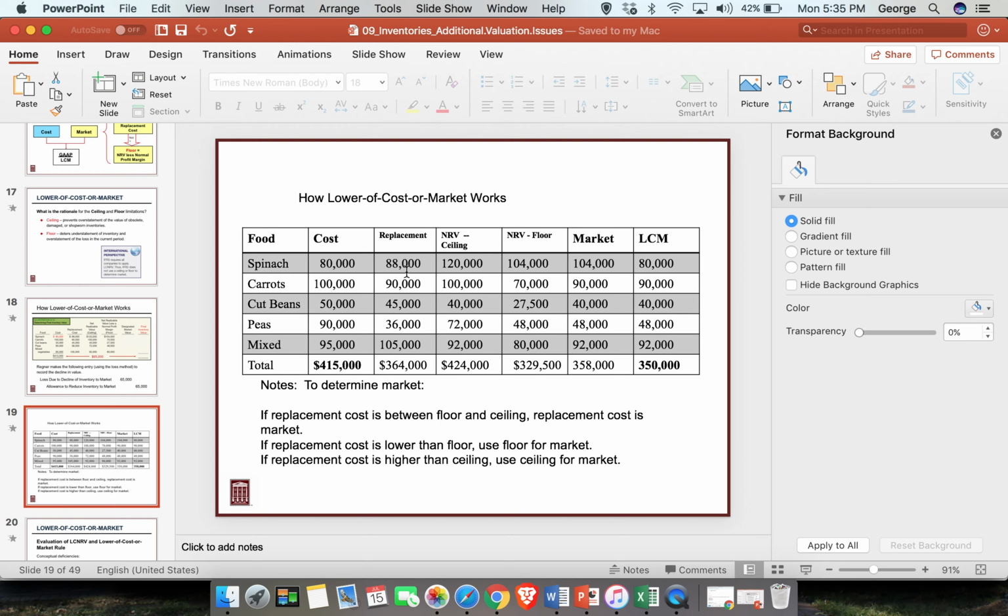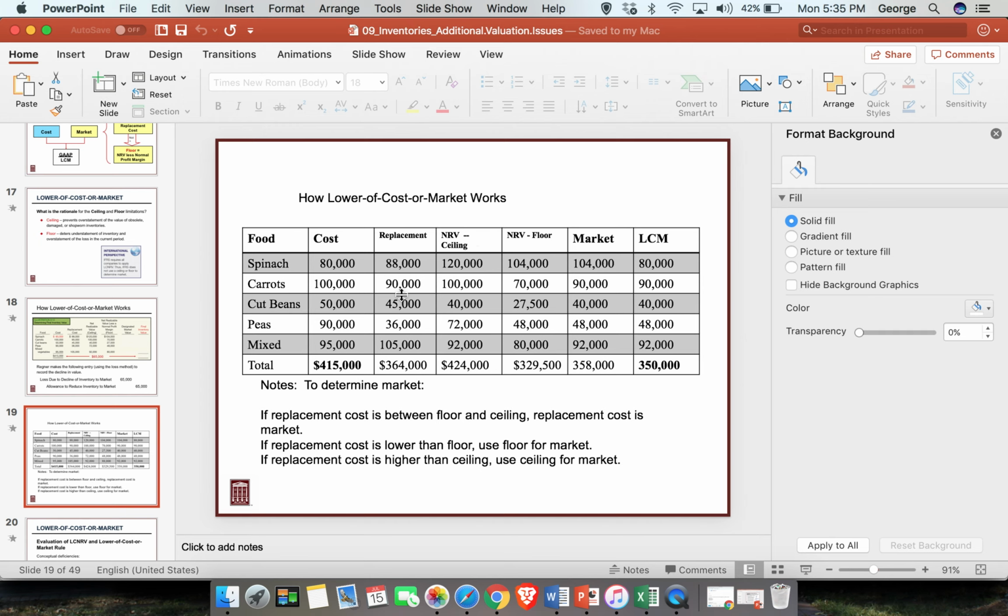So for this one, replacement's 88. So it does not fall within the range, right? The range is 104 to 120. It's 88. It's below the floor. So I'm going to use the 104 for my market price because the 88 is too low. We might be trying to get away with something here, right? Trying to undervalue those inventories. So the 88 is too low, so I'll go up and just use that floor. So if it falls below the floor, then I use the floor. If it's above the ceiling, I'll use the ceiling. If it's in between, I'll use replacement cost.